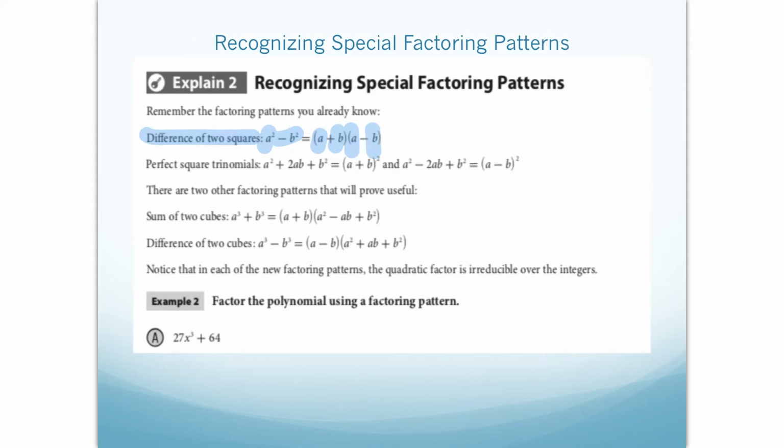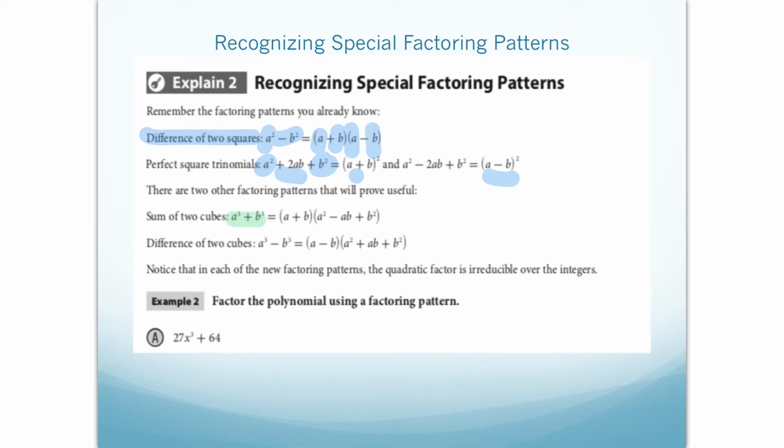If you had a perfect square trinomial, that means that the first and last terms are both perfect squares, and if you square root each of those and multiply by 2, you'll get the middle term. So if it's a squared plus 2ab, it'll be a plus, and if it's minus as the middle term, it'll be minus.